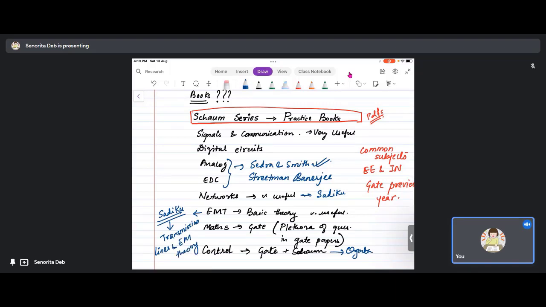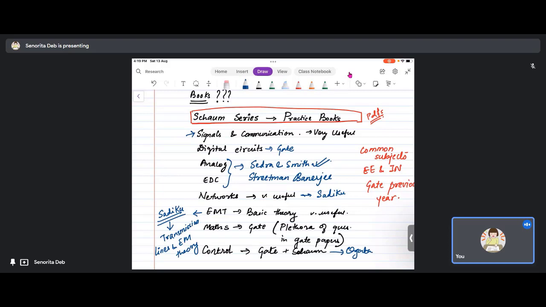SADIQ's book is very good for questions in transmission lines and EM theory. For signals and communication, you will mainly get it in the SHORM series, both theory and practice questions. For digital circuits also, GATE questions are very helpful.